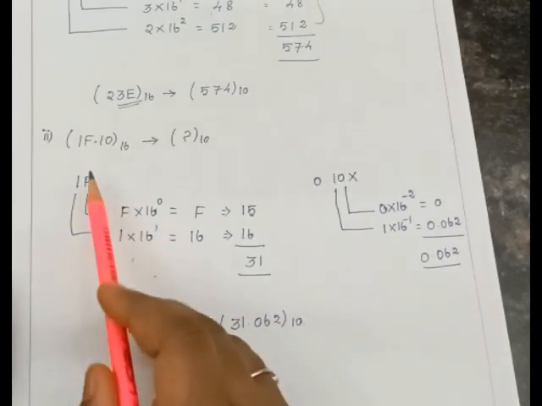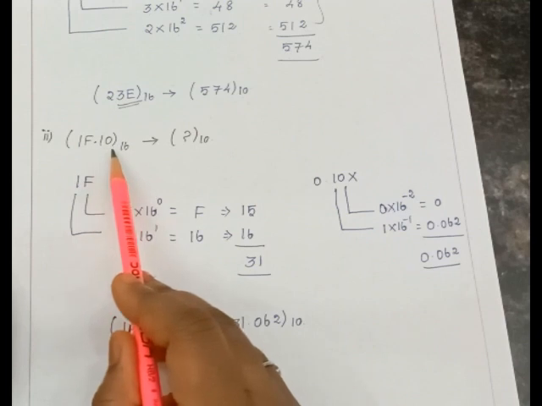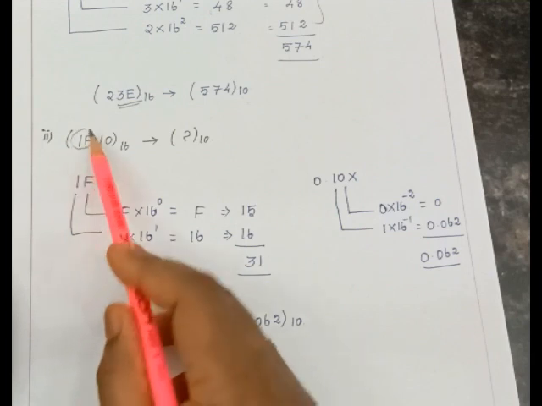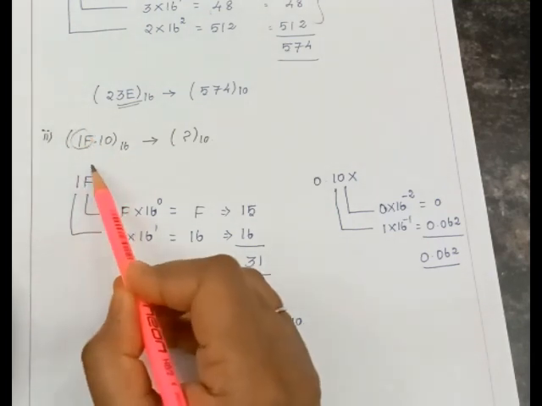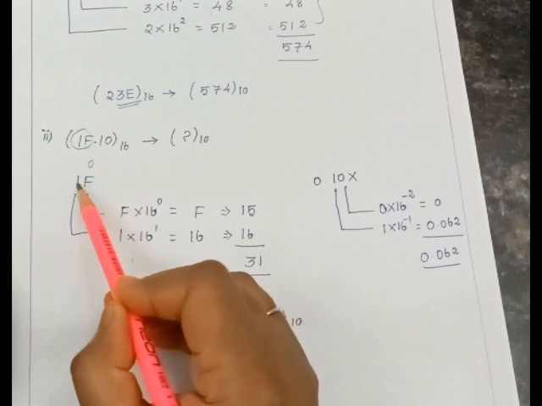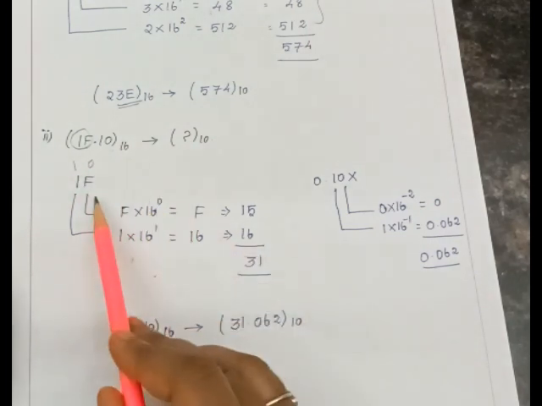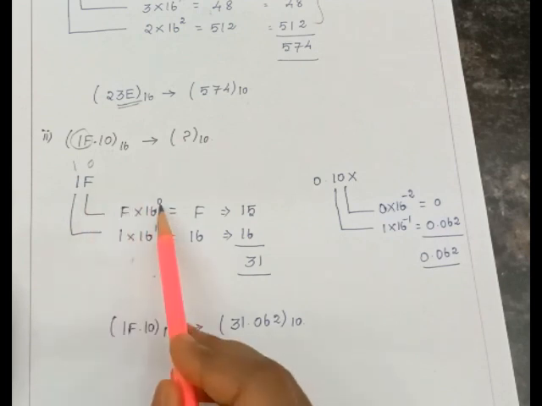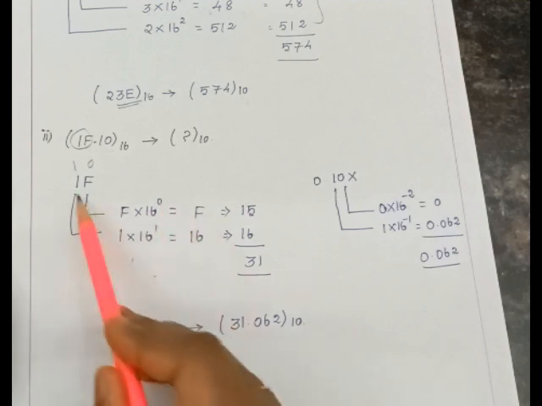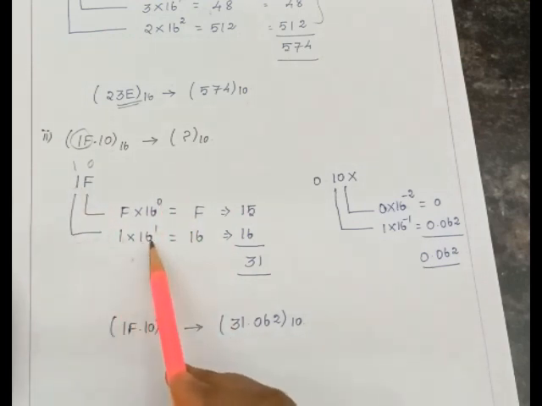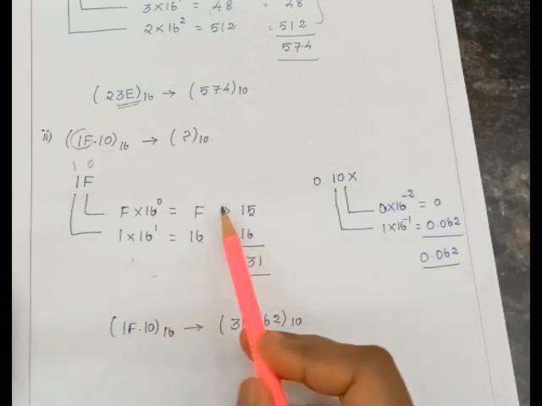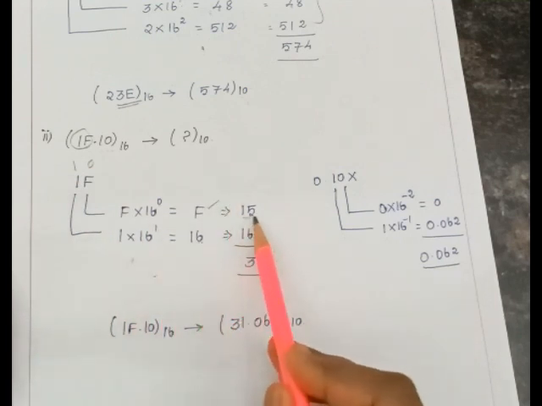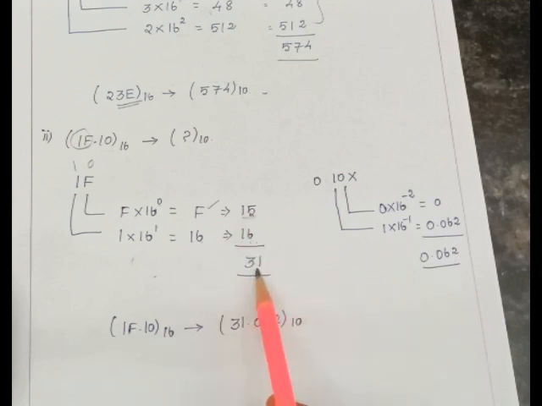So next problem, that is 1f.10. So this problem is given in terms of floating point. So for the whole number, we have to calculate as it is, that is for the f, the place value is 0, and for this one the place value is 1. So let me calculate here. So f into multiply with 16 power its place value, that is 16 power 0, which is equal to f, and this one is multiplied with 16 power 1, which is equal to 16. So instead of f, we have to assign the value, that is 15, added with 16, we are getting 31. So this is the result for the whole part.